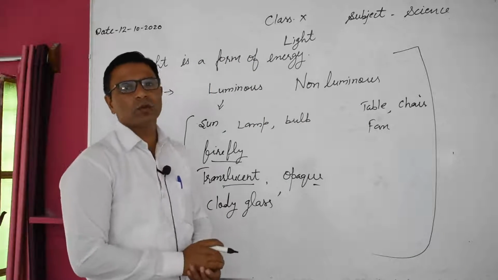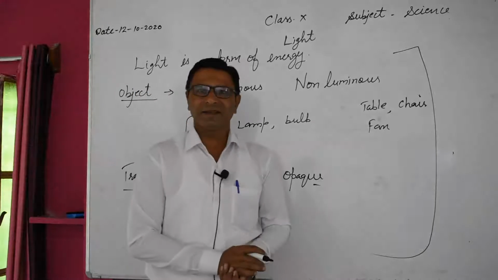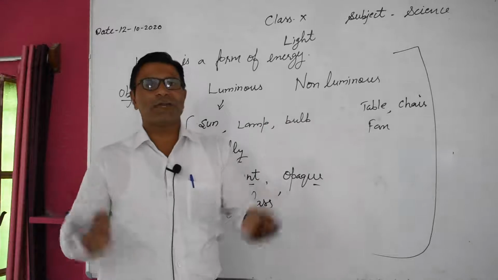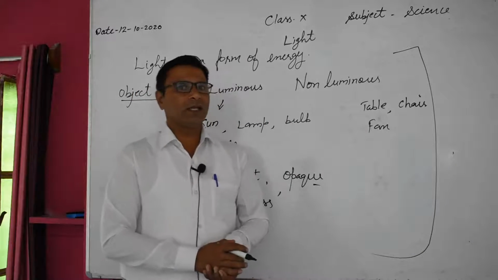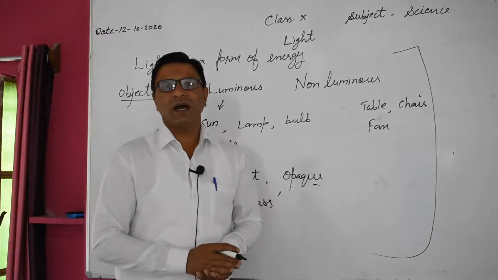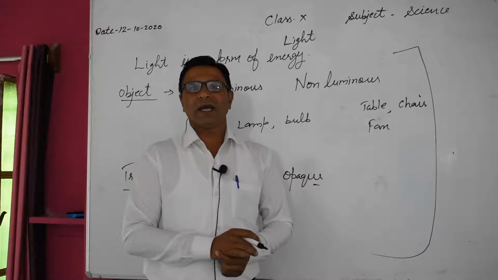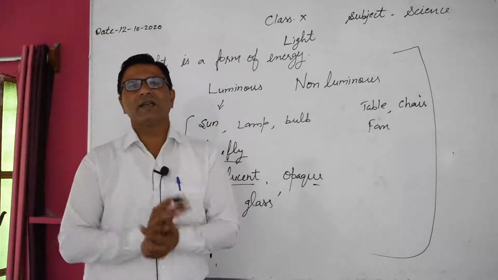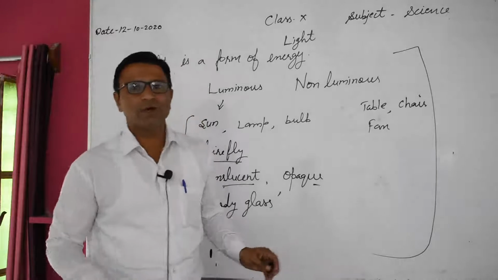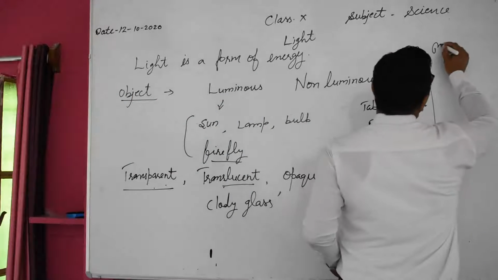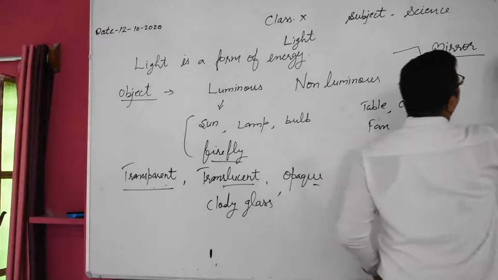So dear students, now you can understand the topic of light. Now we will discuss the mirror. You have seen your face in the mirror early morning. I hope you know how many types of mirror there are. A mirror is an opaque object, and we can see our image in the mirror. There are two types of mirror.